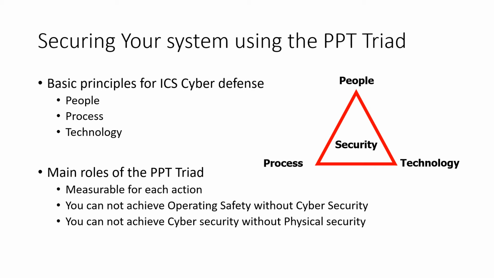So securing your system using another triad here is the people, process, technologies. These are the basic principles for ICS cyber defense. So how does that organization leverage its people, process, and technology to protect itself against the cybersecurity threats and vulnerabilities? People require specialized and continuous awareness training. Process requires that policy and procedures are kept current and enforced.